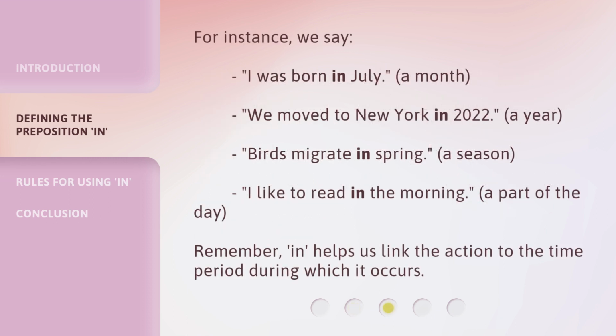For instance, we say, I was born in July. A month. We moved to New York in 2022. A year. Birds migrate in spring. A season. I like to read in the morning. A part of the day. Remember, in helps us link the action to the time period during which it occurs.